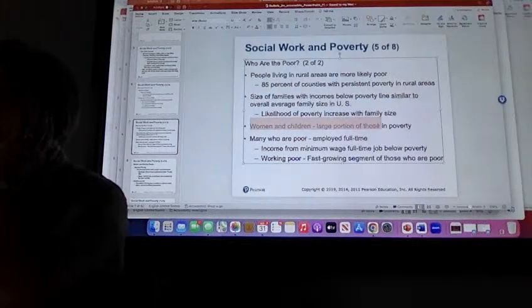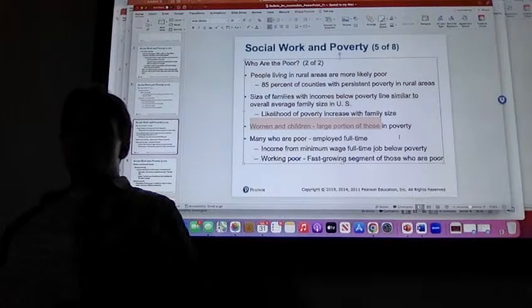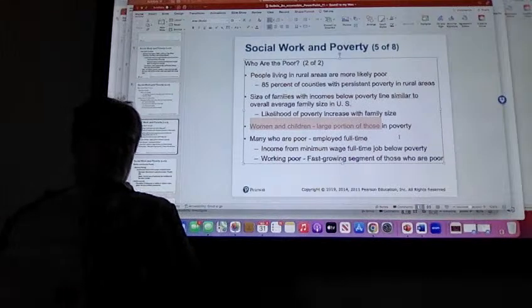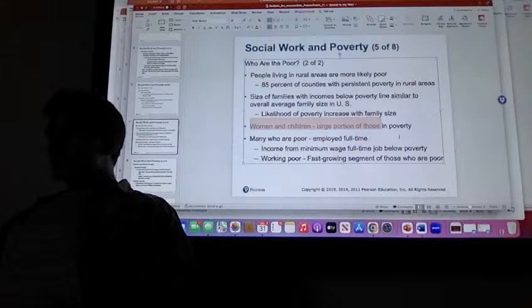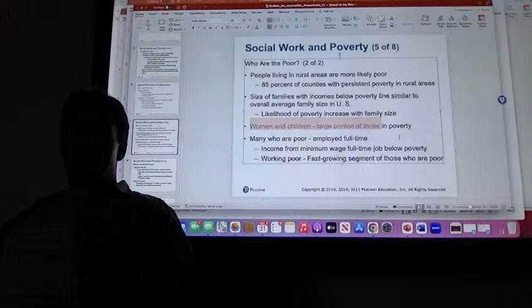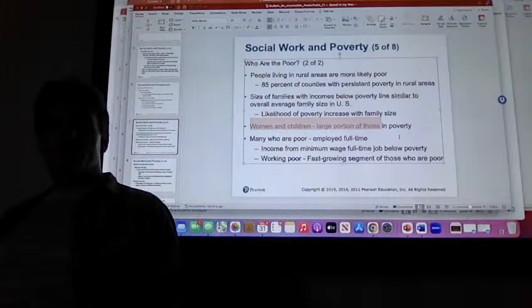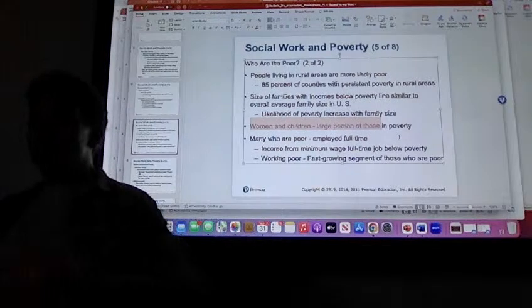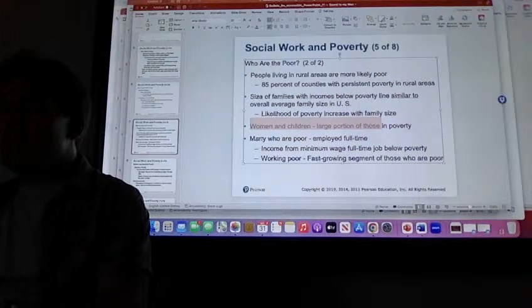Then women and children are a large percentage of those in poverty. Why do you think women and children are more likely to be in poverty? Yes, I would say that along with the pay disparity, they say it's like 77 cents for every dollar a man makes. A woman makes 77 cents. That was a stat from Hillary Clinton's campaign.